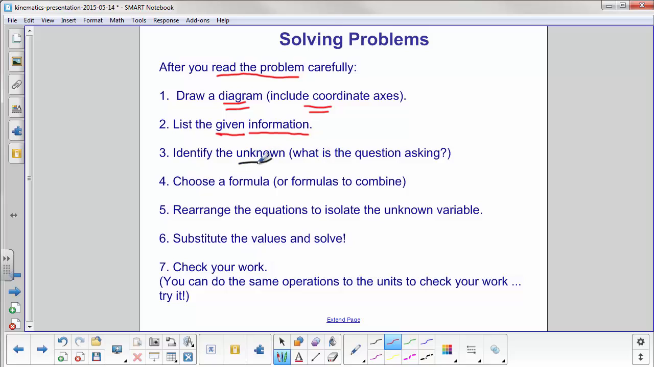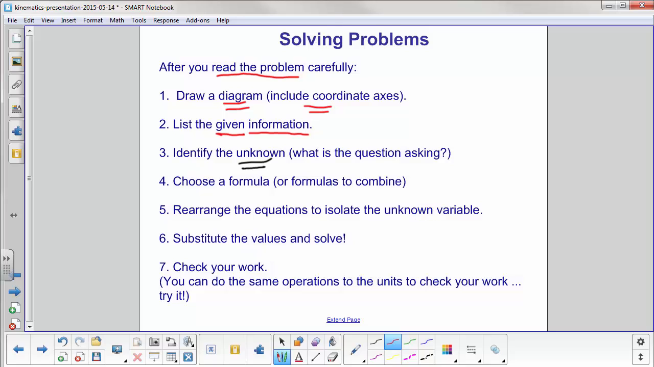Identify what's being asked for. We call that the unknown. Choose a formula that you're going to use, or maybe several formulas, or maybe a couple formulas that you can combine to get a third. Rearrange the equations to isolate the unknown variable.